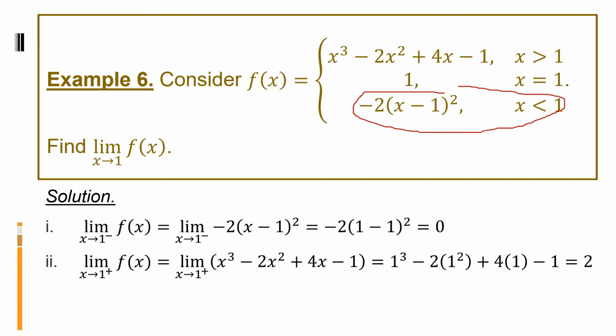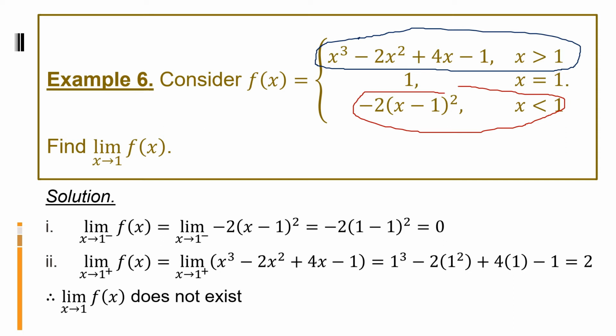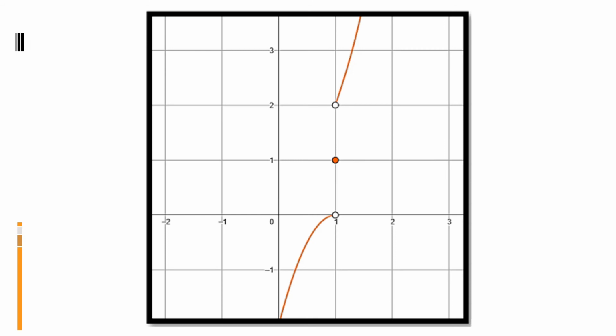Sa kabila naman, the limit as x approaches 1 from the right is equal to the limit as x approaches 1 from the right of, eto naman, x cubed minus 2x squared plus 4x minus 1, or by direct substitution, that is just equal to 2. And since the two one-sided limits are not equal, then we say that the limit as x approaches 1 of f of x does not exist. So, ito naman yung kanyang graph.